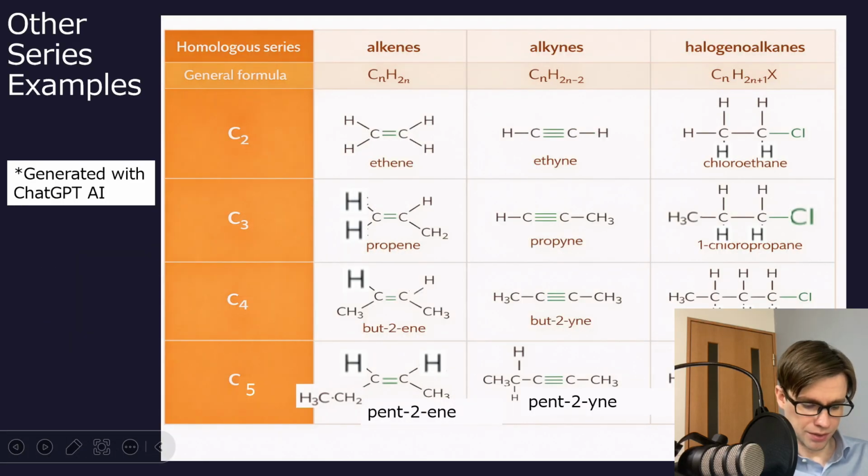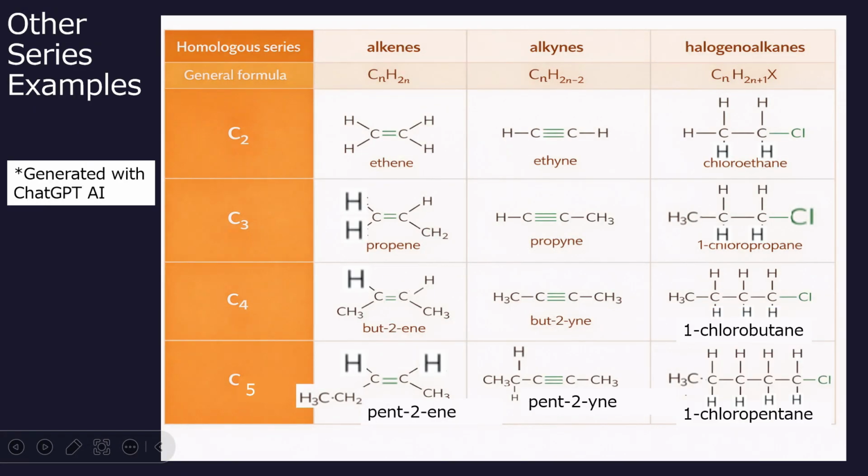So here's a couple others. Alkenes, CnH2n. Alkynes, CnH2n-2. Halogenoalkanes, CnH2n+1X. So for alkenes, we go ethene, propene, but-2-ene, pent-2-ene. Don't worry too much about these numbers. I'll talk about that in my naming video next time. But you can see how it goes.